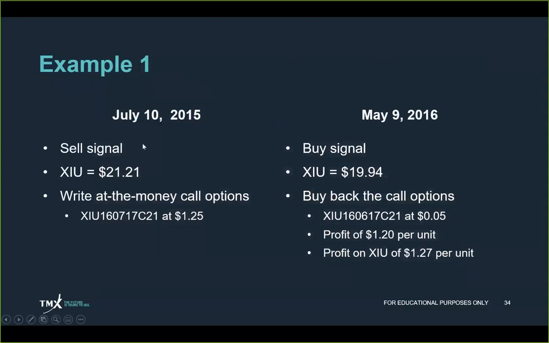You buy that call option back when the shares are at 19.94. You don't wait for those shares to go back up to 20.21. At that point, you can buy those calls back for 5 cents. Your profit is $1.20 per contract, right? So all you've done is you've used technical analysis to get in. That was your signal to sell the call. You used technical analysis to get out. That was your signal to buy to cover, to get out before the shares trended any higher and that call option value increased and you had to buy it back more expensive.